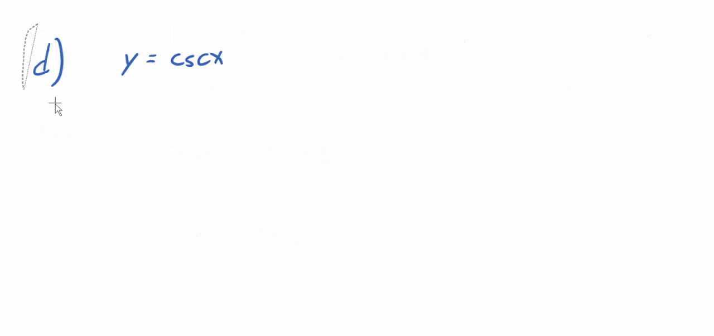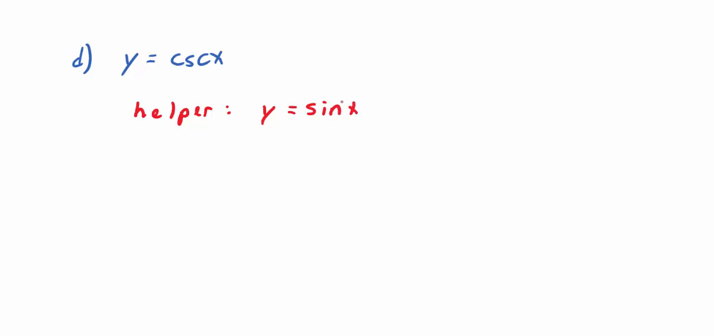The last of the basic trig functions: y equals cosecant of x. Guess what? The trick is going to look awfully similar for graphing y equals cosecant of x as it did for secant of x. What's the helper going to be? Y equals sine of x. So your helper function is going to be y equals sine of x. What's the relationship between the two? Reciprocal. They are reciprocal functions.